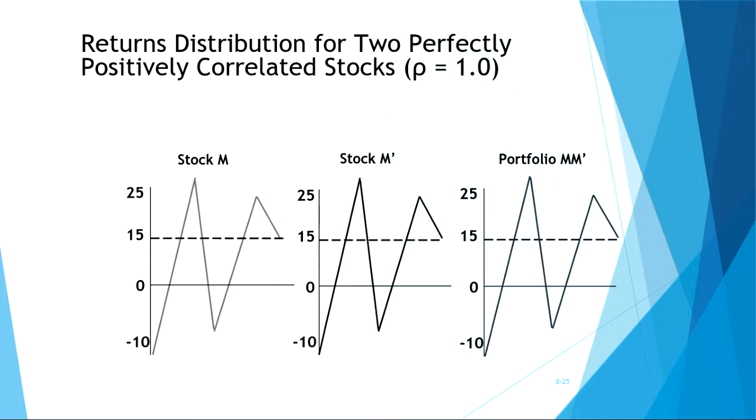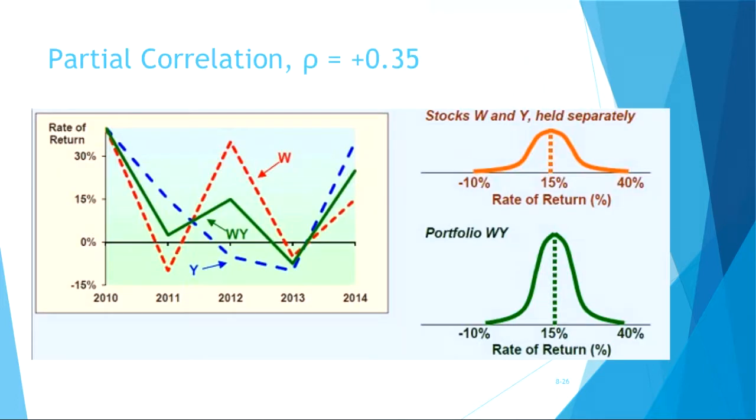For lowering the risk, look at this: two partially correlated assets, W and Y. You see their rate of return over time, the red one and the blue one, and your portfolio return is the green one, right? So your portfolio risk is lower than any single asset. You see?